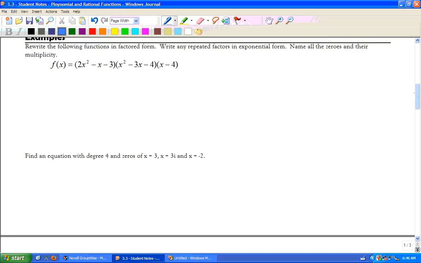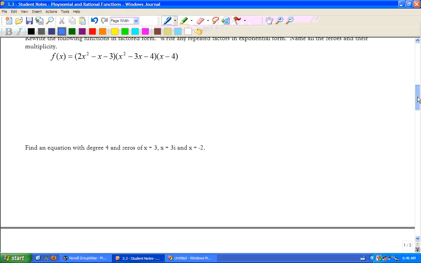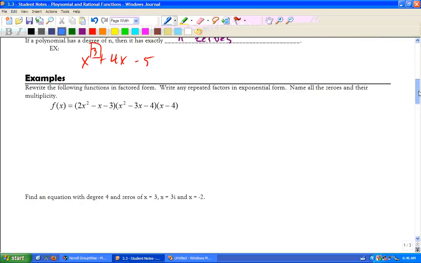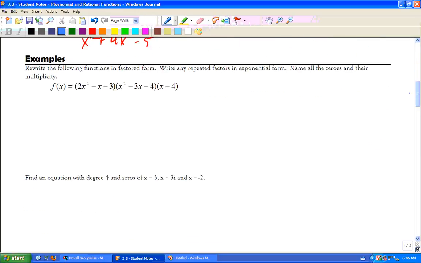We're going to be looking at some examples based on some of the vocab we covered in the previous video. The first question asks: rewrite the following function in factored form. Write any repeated factors in exponential form, name all the zeros and their multiplicity.